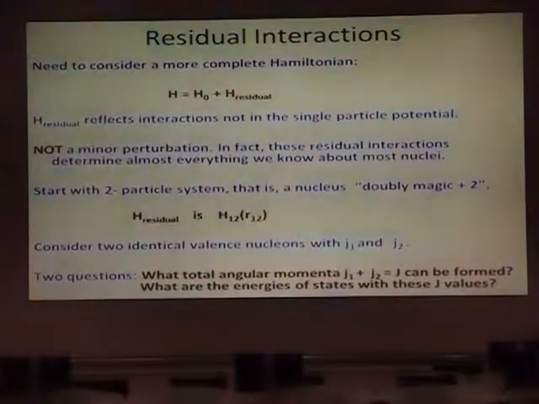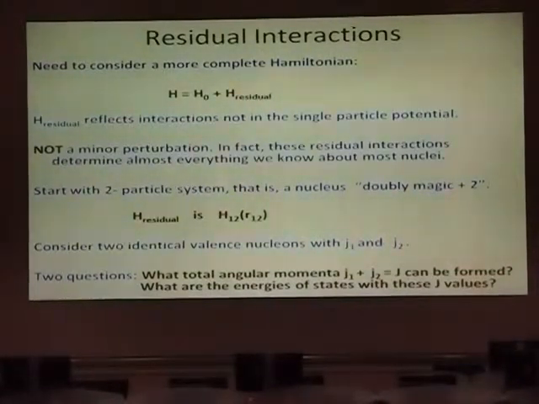We'll talk about that. Okay, so we're going to have a Hamiltonian, which is H. H0 is just the independent particle model Hamiltonian, and H residual is the stuff we're going to add in. Now we're going to talk about a 2-particle system, and so we're only talking about the interactions between those 2 particles. So H residual is just H12, particles 1 and 2, and it's a function of the distance between them. Okay? So first question now is we're going to consider a particle with angular momentum J1 and another with J2. And the first question is what total angular momentum can be formed. The second one is what are the energies of those states.